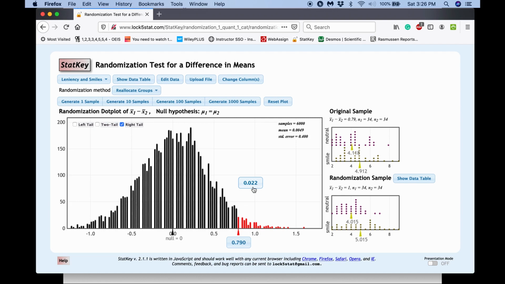But if our significance level is 1%, then we're going to see that this p-value of 2.2% is greater than alpha. So at the 1% significance level, we are going to not reject. We will fail to reject the null hypothesis. So we will not find support at the 1% significance level. We will not find support for the alternative hypothesis.